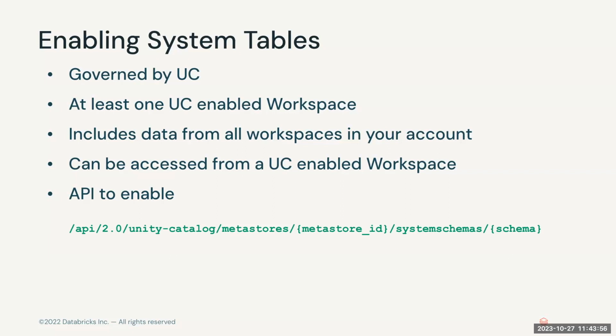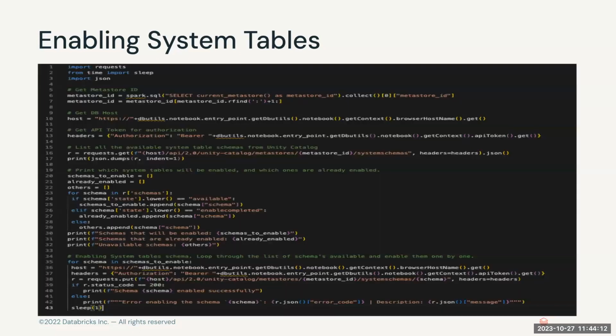In order to do that, I'm going to show how to do that in a quick demo. It's a very simple Python script that you just run from one of your workspaces in your notebook, and that is going to enable all the system tables available for you. And yeah, this is the script that I was mentioning earlier. If you look at it, it basically has very few steps in it, right? It's less than 50 lines.